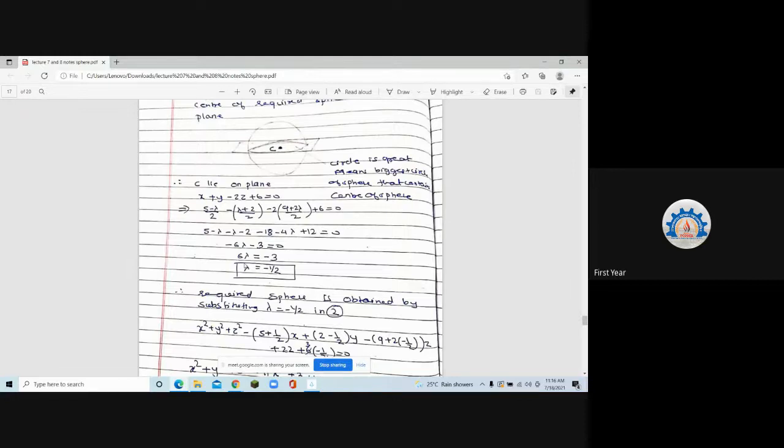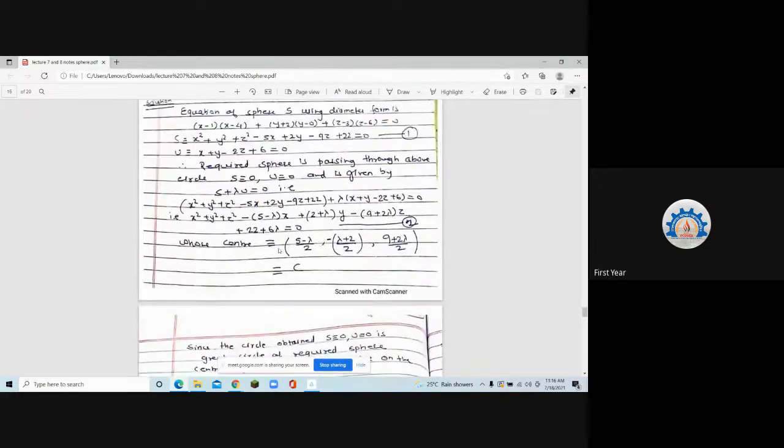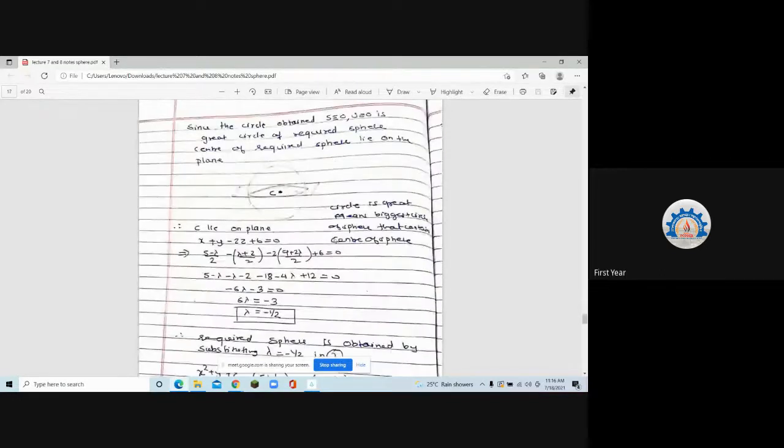Anjali, are you getting minus half? Please check this. You must have skipped the minus sign of this lambda plus 2 by 2. Okay, so lambda is equal to minus half is coming. And then we will substitute back this value of lambda. That will give me the equation of the sphere. Where will we put it back? We will put it in this equation, here lambda is equal to minus half, or you can also put it in equation 2. That will give me the equation of the sphere.